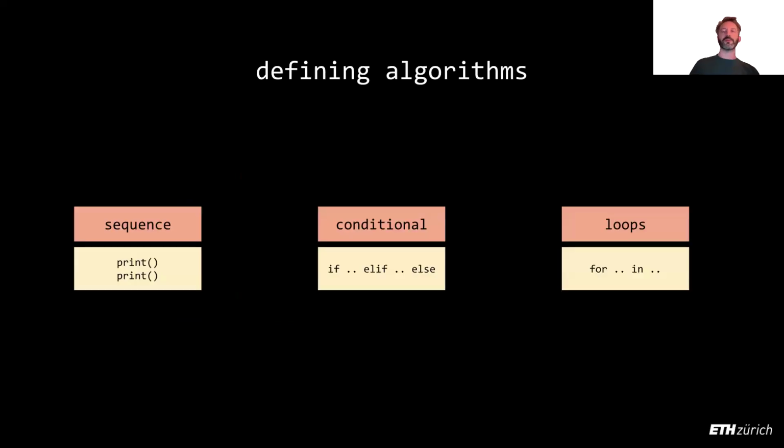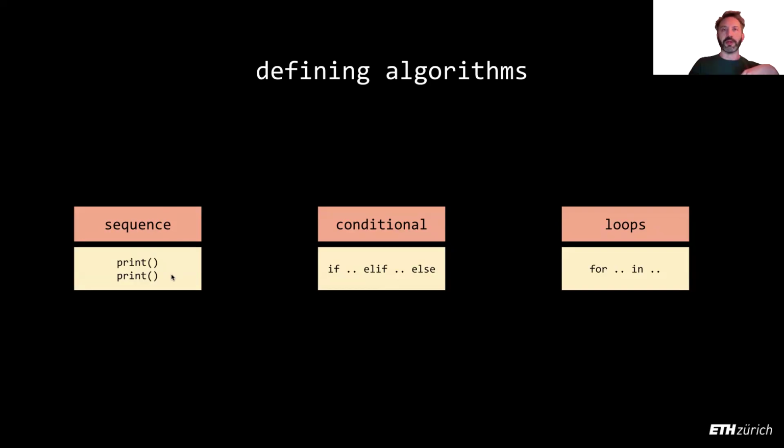Okay, let's go to algorithms. How do we define them? Now we go back to the very beginning, to the most fundamental things of how to define algorithms. I'll reiterate, we have three main types of statements in algorithms. One is we could just define a sequence, like multiple lines, one by one, nothing special about them.